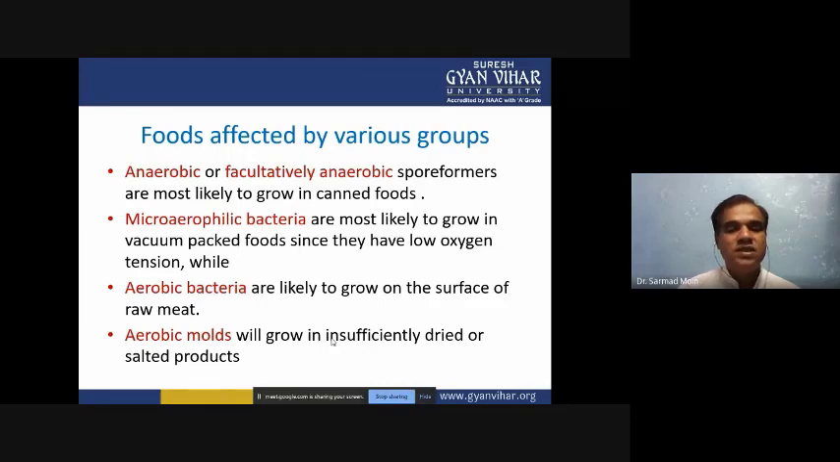Then aerobic molds will grow in insufficiently dried or salted products. So aerobic molds will grow if your dried product is insufficiently dried. If some water content is there, this water content promotes aerobic mold growth. These aerobic molds can grow very easily and spoil the food material.